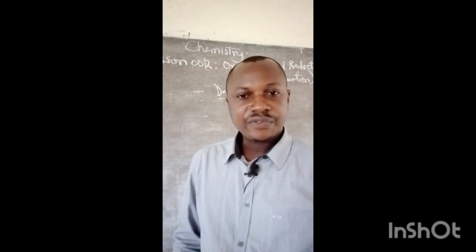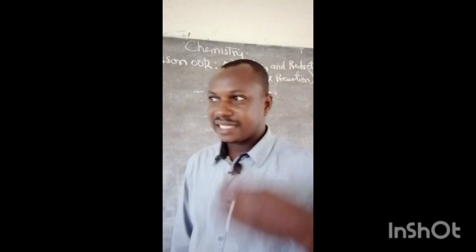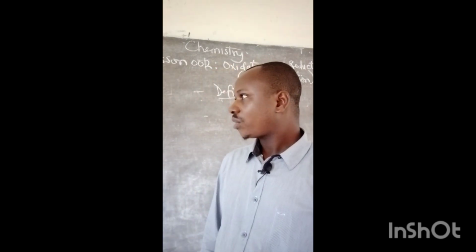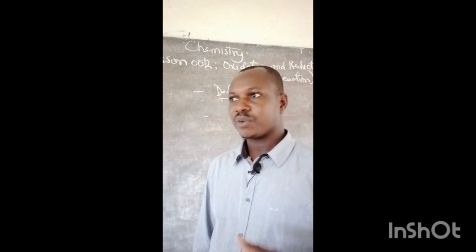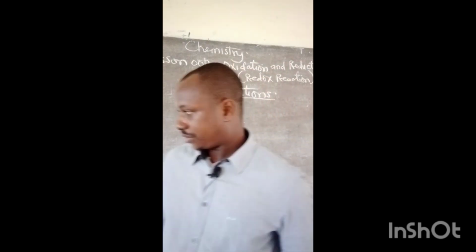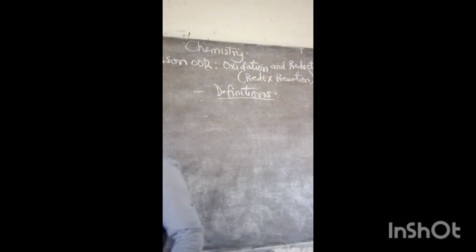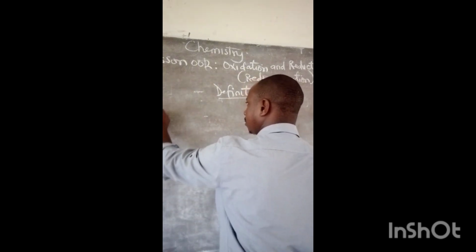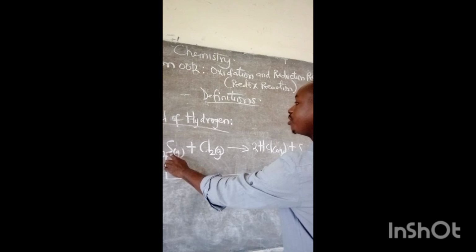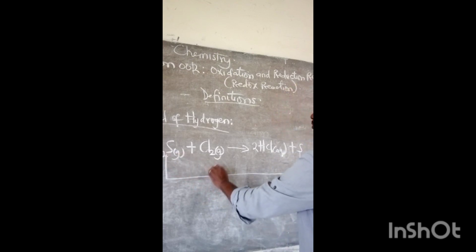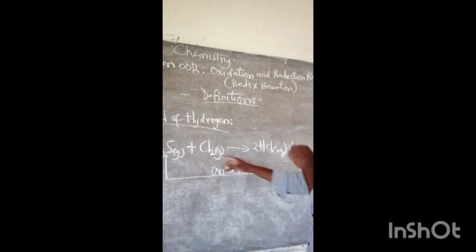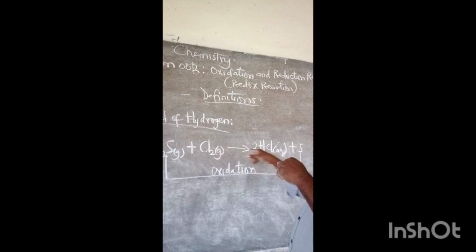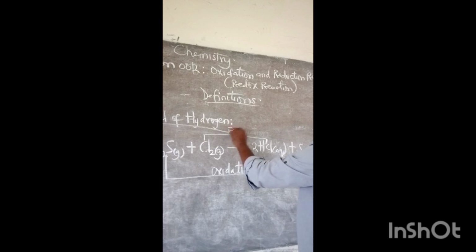Oxidation, we will define the first one in terms of addition of oxygen. Let us take the definition of oxidation in terms of addition of oxygen. Addition removed from here to here. So it is what? Oxidation reaction. Whereby this chlorine standing alone, hydrogen has been added to it in this reaction, which is what? Reduction.